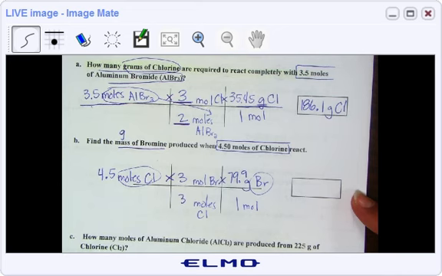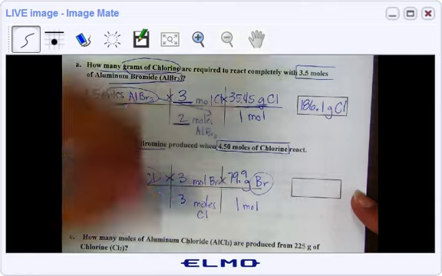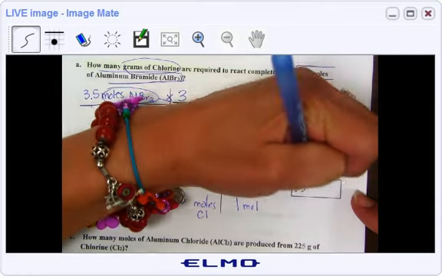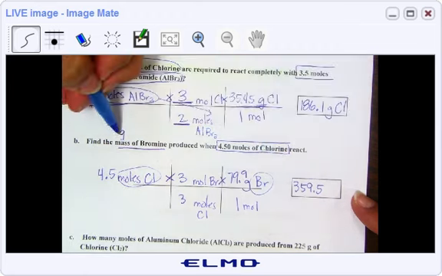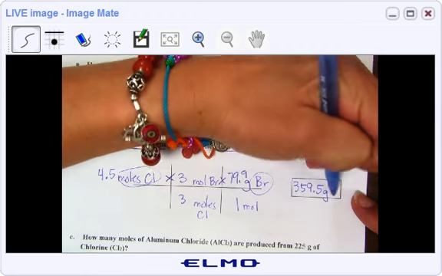That gave me 1078.65. But I need to divide by what's on the bottom, which is 3. My final answer is 359.5. It wanted grams of bromine.